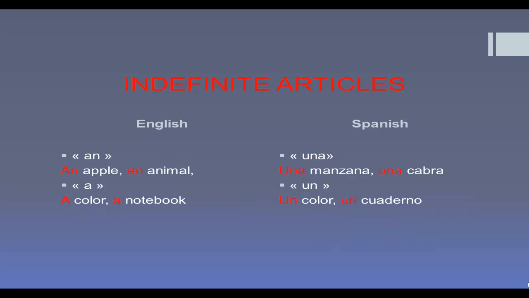Indefinite articles. In both languages, we have the indefinite articles, but in English, we use the article an when the noun begins with a vowel. For example, an apple, an animal. Another difference is that in Spanish we have masculine and feminine articles, on the contrary to English, where the articles don't have gender. For example, we use una for feminine words in Spanish, una manzana, una cabra, and we use un for masculine words, un color, un cuaderno.